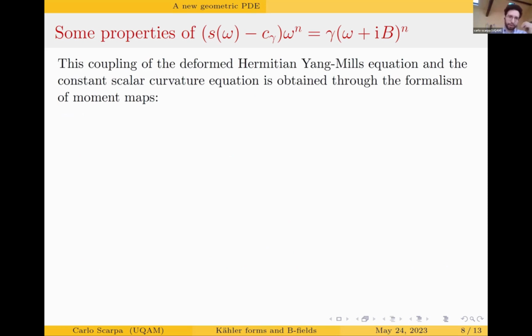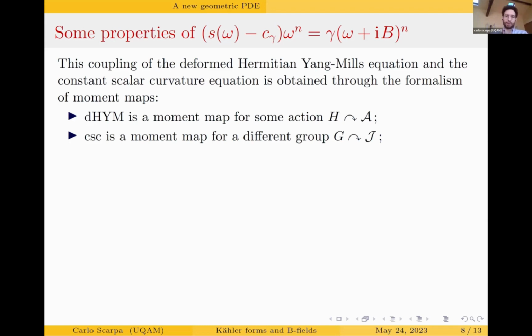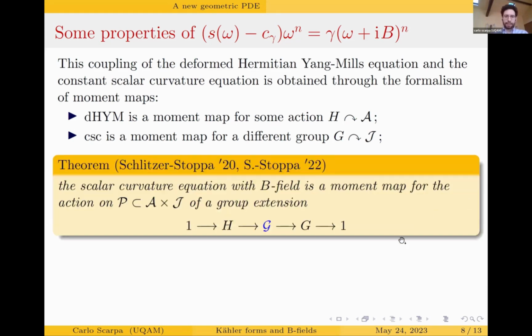So let's see some properties and maybe some even additional motivation as to why one might want to consider this equation. For Stoppa and Schlitzer, and frankly also for me and Jacopo, the main motivation for considering the system was that it's obtained through the formalism of moment maps, sort of similarly to what Rui described in the first talk. We have that both conditions, the deformed Hermitian Yang-Mills equation is a moment map for some action, while the constant scalar curvature equation is a moment map for a different group. And the realization that these two groups fit into an exact sequence allows you to see that there is a natural Hamiltonian action of this extended group on a subset of the product between A and J.